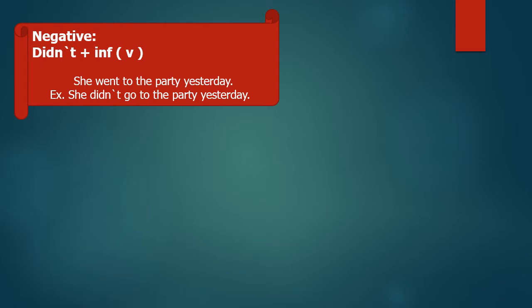Didn't plus infinitive verb. Here, for example, she went to the party yesterday. Here we have one verb in the sentence, verb went. In the past simple, it's an irregular verb. When I want to change into negative, I will use didn't plus verb infinitive. Verb infinitive here, the main verb in the sentence. So the sentence will be, she didn't go, verb infinitive of the main verb of the sentence. Okay, she didn't go to the party yesterday.